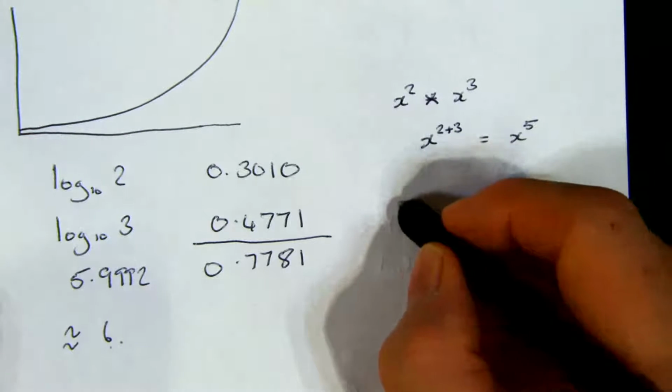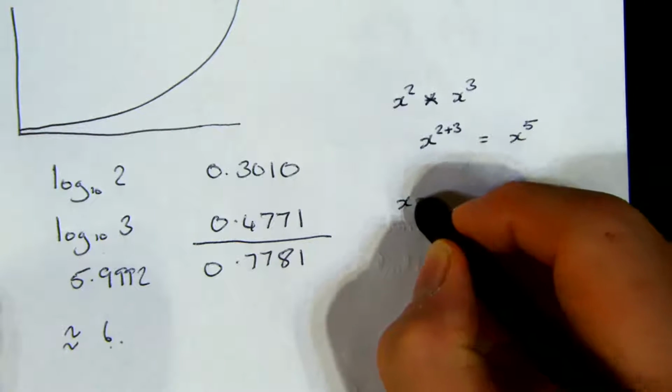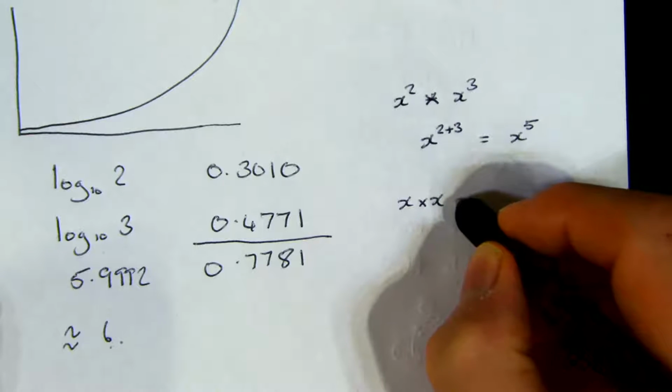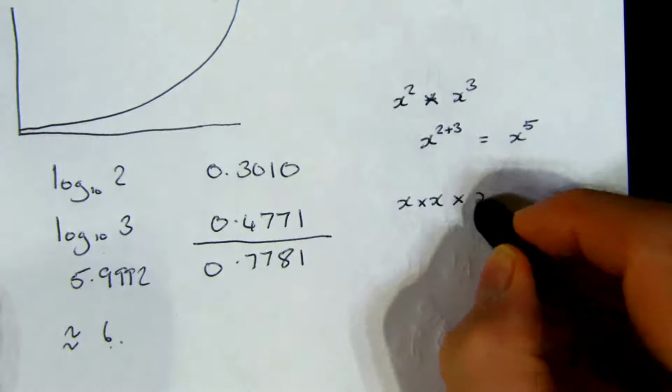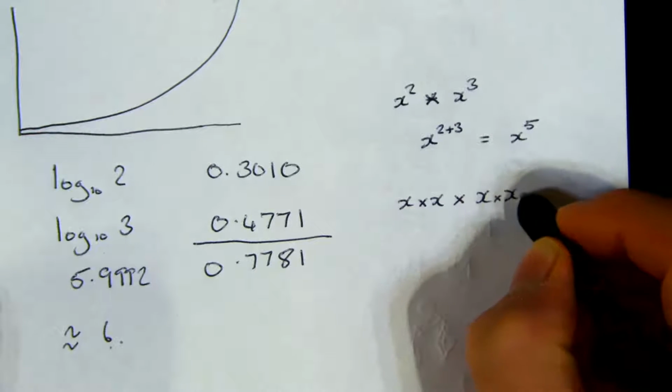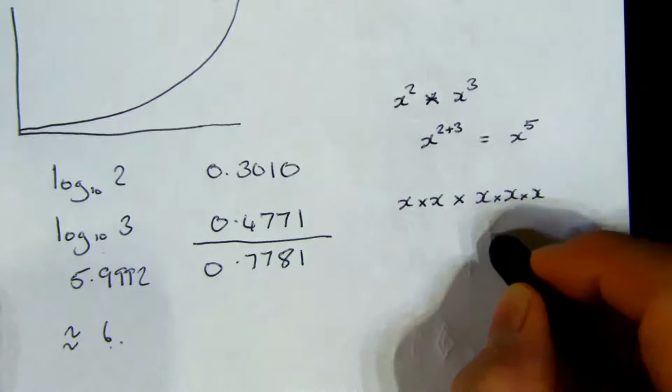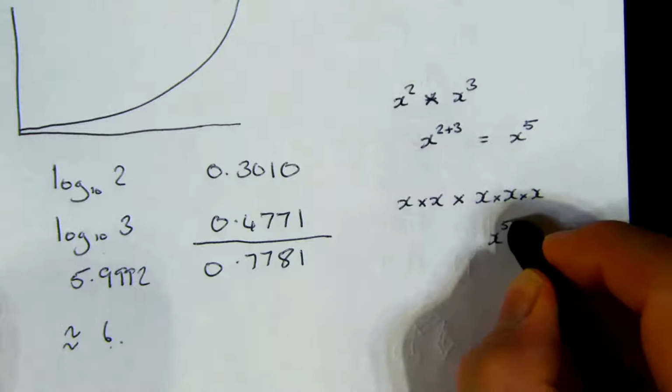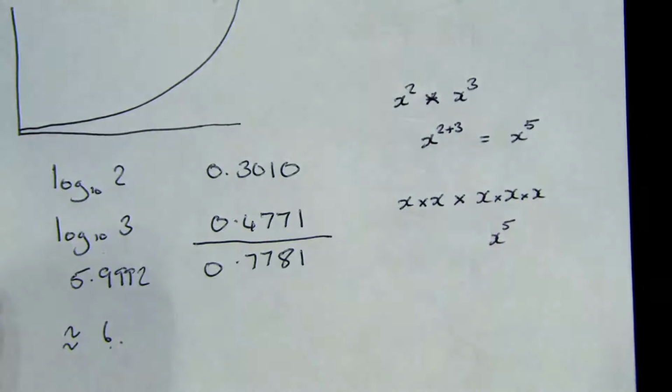If I did x squared, which is x times x, and I multiply that by x times x times x, I indeed get x to the 5.